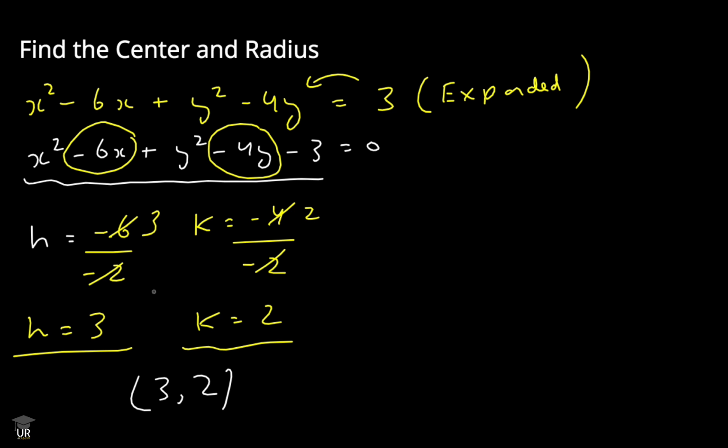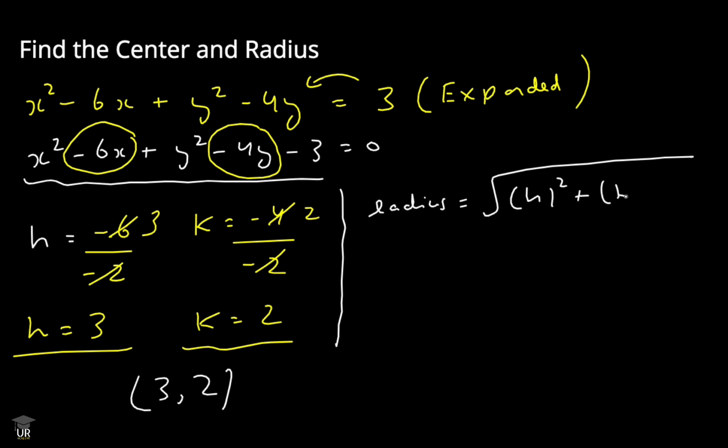So here I used the direct method, and this is a very easy method. We directly divided the coefficient of x by minus 2, and the coefficient of y also by minus 2. Now talking about the radius, in order to find the radius, again we will use the same formula, that is h square plus k square minus the constant value in the equation, which here is minus 3.